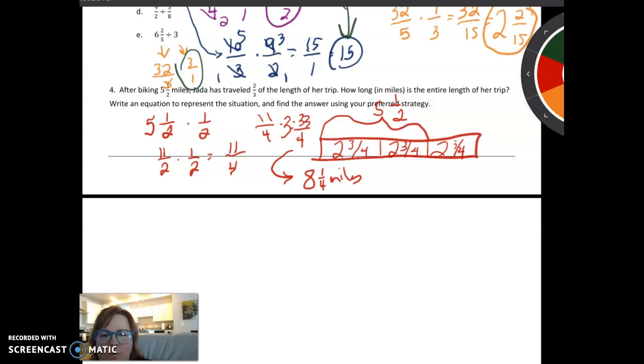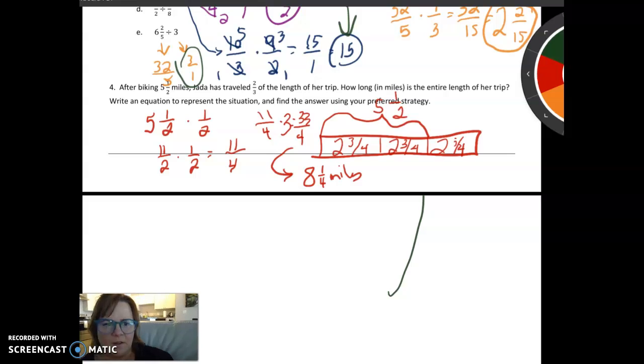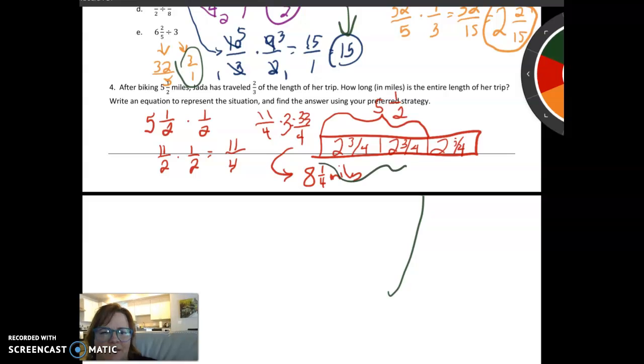All right, number 4. After biking 5.5 miles, Jada has traveled 2/3 of the length of her trip. How long in miles is the entire length of her trip? So I want you to look at the strip diagram that I drew just to see if the visual helps you. We know that the entire length of her trip is what we're trying to find here, and that she has gone 2/3. So I've marked the 2/3 section of the strip diagram as 5.5. And now I know if I take 5.5 and I divide it by 2 or multiply it by a half, then I can get the value of each of these thirds.